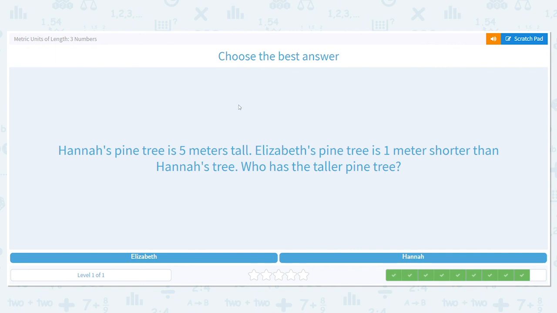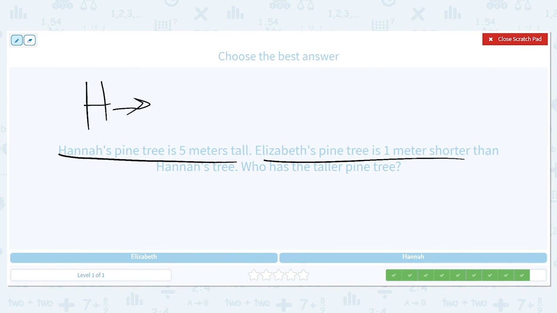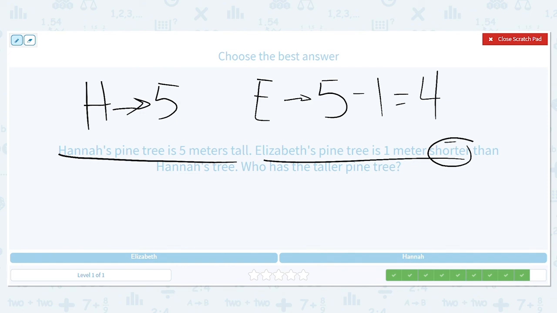One more. Hannah's pine tree is 5 meters tall. Elizabeth's pine tree is 1 meter shorter than Hannah's. Who has the taller pine tree? Well, Hannah's, we know, is 5 meters. We need to know Elizabeth's. Elizabeth's is 1 meter shorter than Hannah's. So if it's shorter, what do I need to do with the 5 and the 1? Subtract. So that means Elizabeth's is 4 meters.